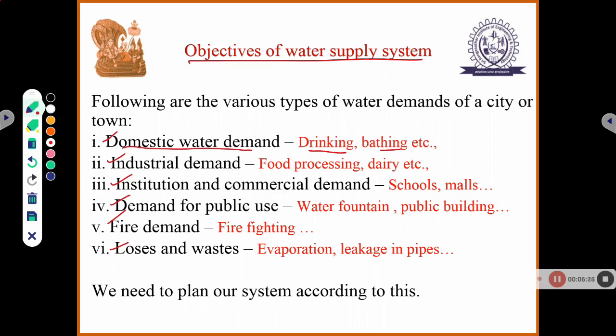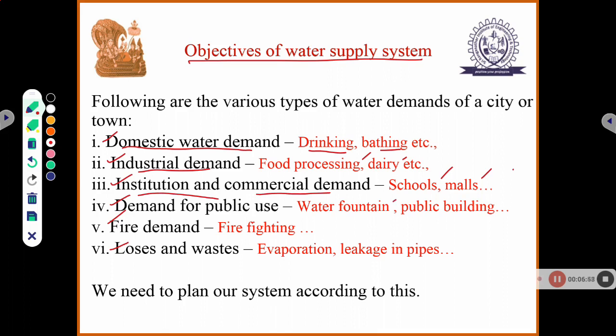Then industrial water demand. In the case of industries like food processing, dairy, and dyeing factories, they use water for the industry. In that case, the government supplies that water. That demand is called industrial demand. And in the case of schools, malls, and shopping complexes, they use water. That requirement is called institutional and commercial demand. Then the demand for public use.